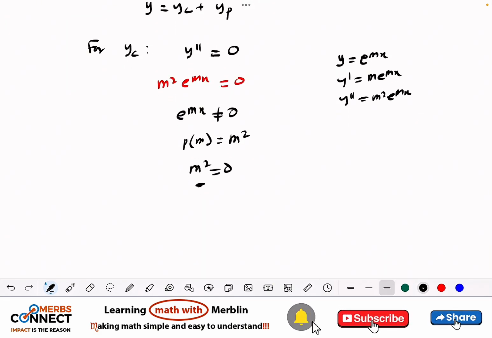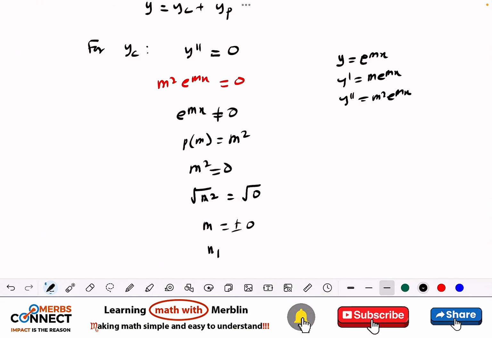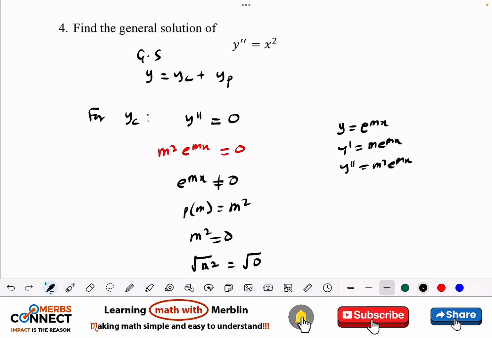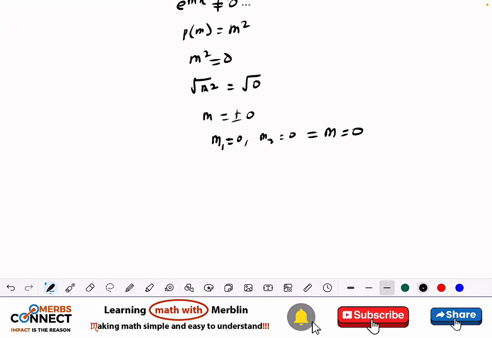So here, when I take the square root of m squared and the square root of this, I'm going to have m equal to plus or minus 0. And plus or minus 0 is always 0. So this is m1 equal to 0 and m2 is also equal to 0. And we can give them a name, m, which is equal to 0. So this is a double root where all of them is what? 0, right? All of them is 0.